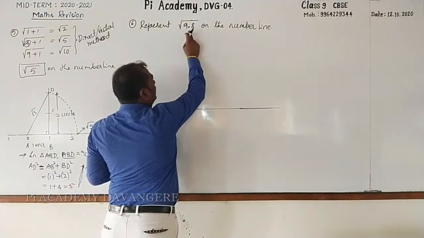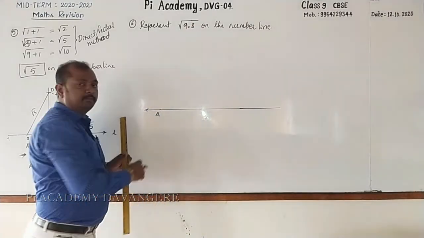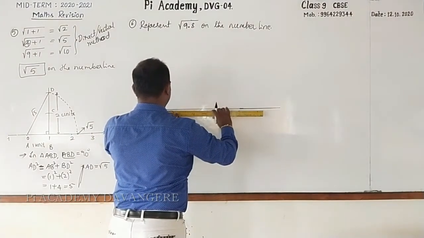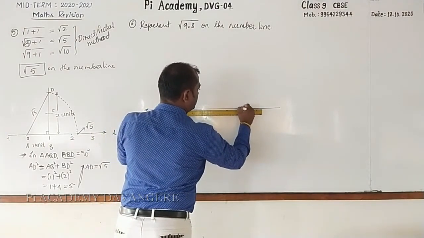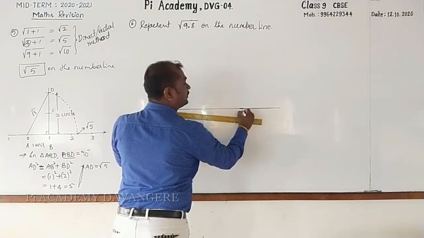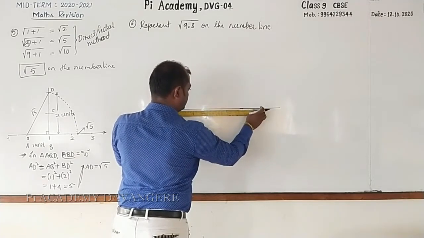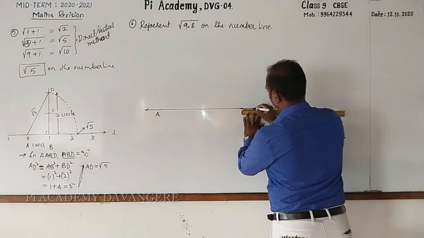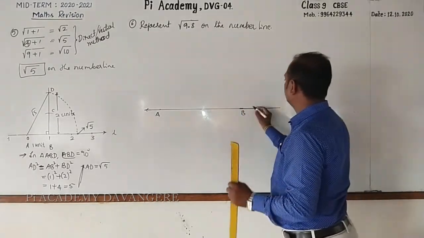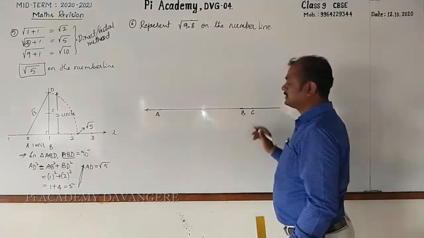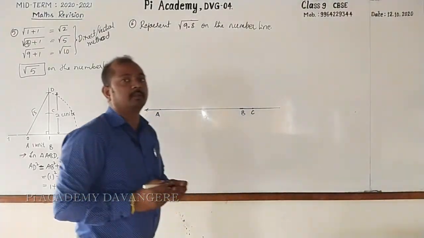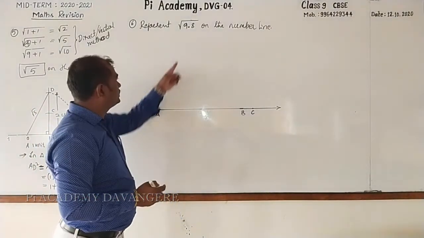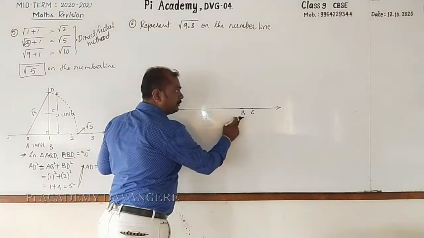For square root of 9.8, mark 9.8 on the number line. Call this point as B. Then after that, take one more centimeter. Call that point as C. Followed? Very simple. Whatever the number is given, you have to take that much centimeter on the number line plus 1. See, 9.8. So I have taken A to be 9.8 plus 1.